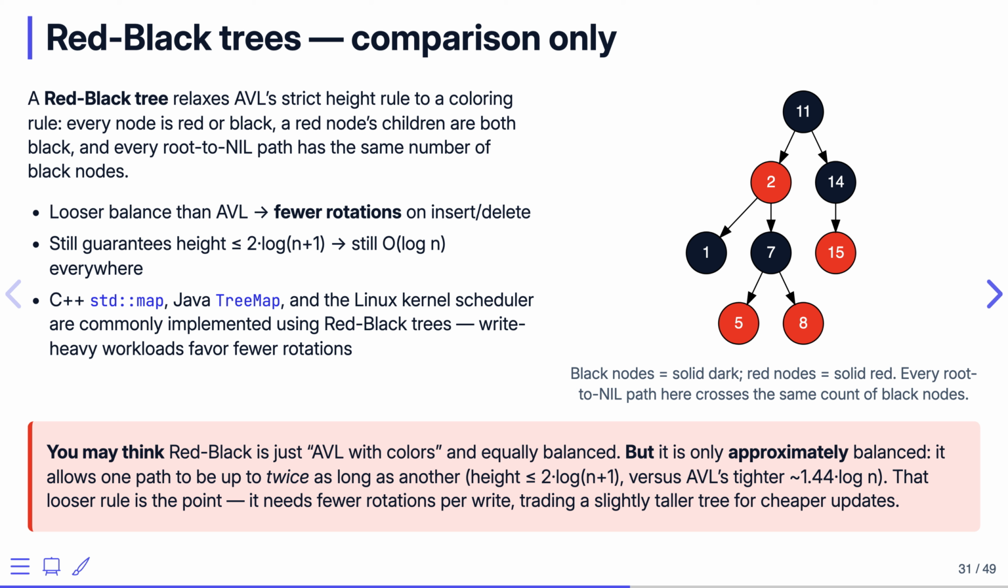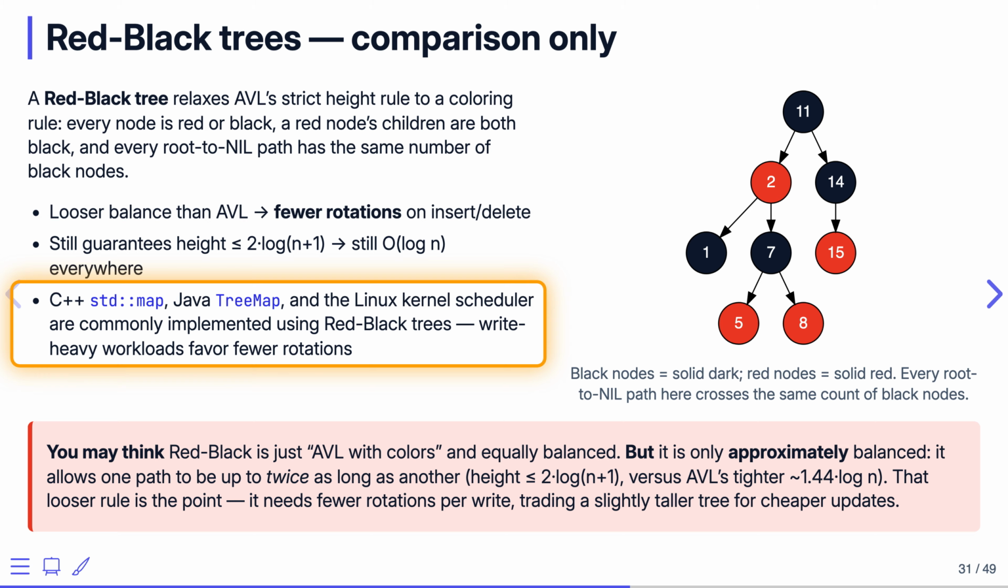Now red-black trees, again just for comparison. A red-black tree relaxes AVL's strict height rule into a coloring rule. Every node is red or black. A red node's children are both black, and every path from the root down to a null leaf crosses the same number of black nodes. Because the balance rule is looser than AVL, you get fewer rotations on insert and delete. It still guarantees the height stays at most 2 times log of n plus 1, so it is still big O of log n for everything.